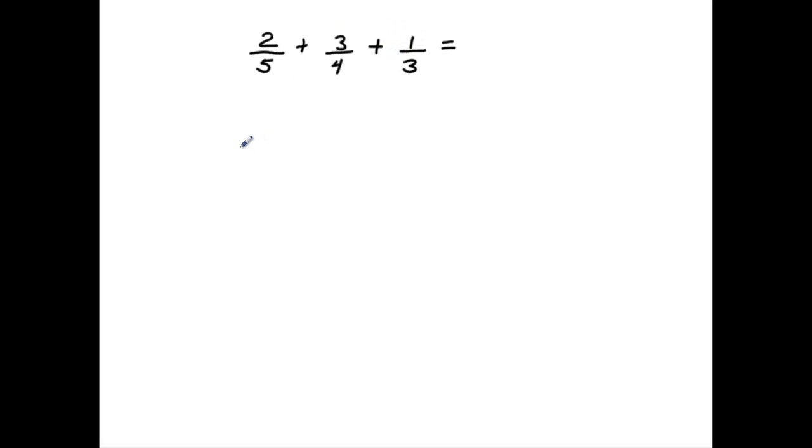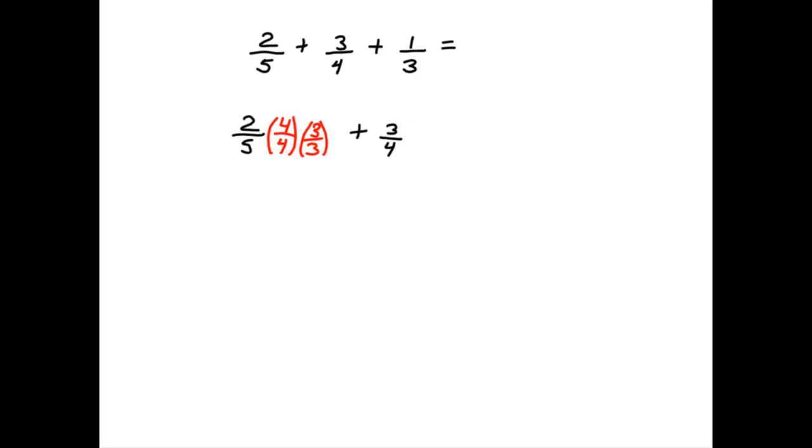So I'm going to come down here, I'm going to rewrite the 2/5. And now, what I'm going to do is I'm going to multiply it by 4 over 4 and 3 over 3. Because the reason you can do this is because each one of these is equivalent to 1. 4 over 4 is the same as 1, and 3 over 3 is the same as 1, so that does not change the number. Now we're going to do the same thing with the 3/4.